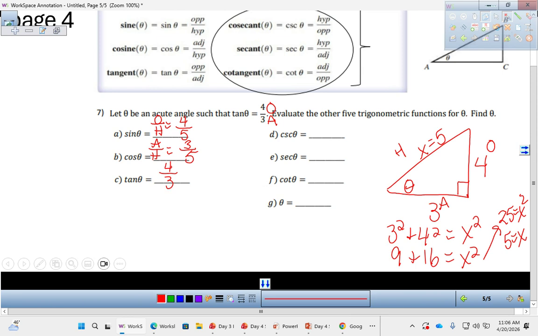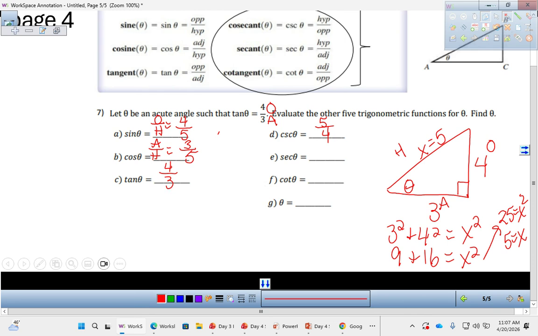The reciprocal ratios are next to the ones they go with. And a reciprocal is just a really fancy word for a flipped fraction. If you're finding the reciprocal of something, you just take the numerator and make it the denominator and vice versa. So if I want to find the cosecant of theta, cosecant is just taking this fraction and flipping it. These are a pair, they go together. So the cosecant of theta is 5 over 4. Cosecant is hypotenuse over opposite. You're just flipping the fraction.